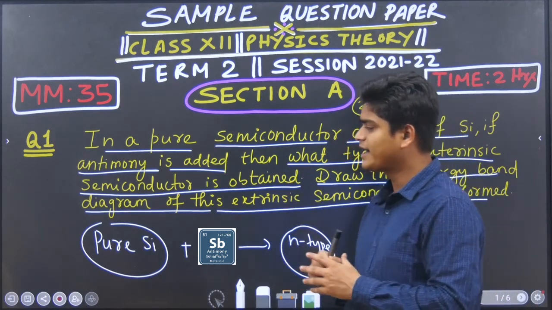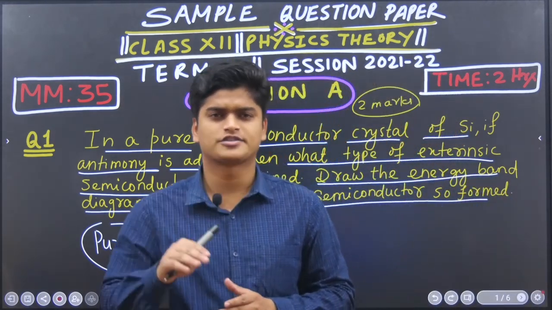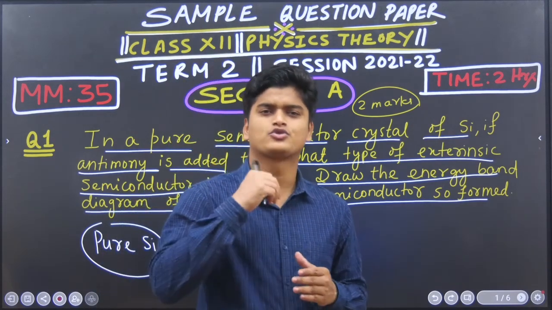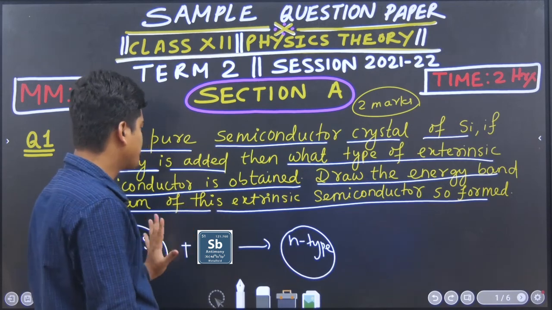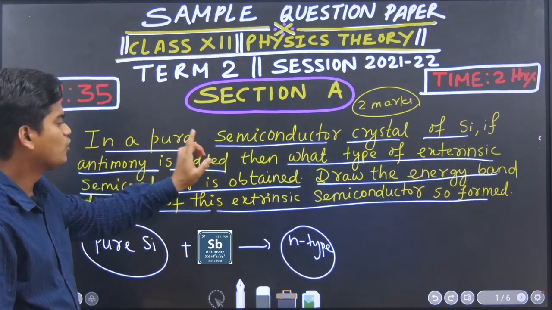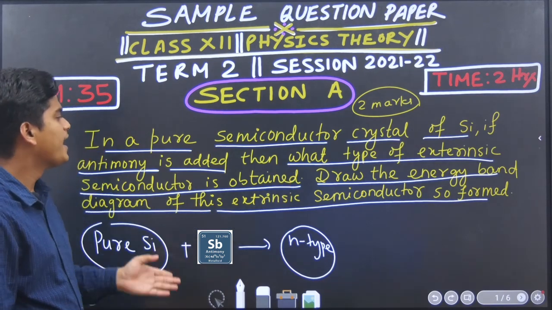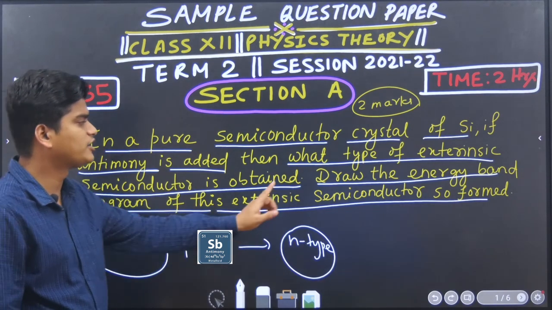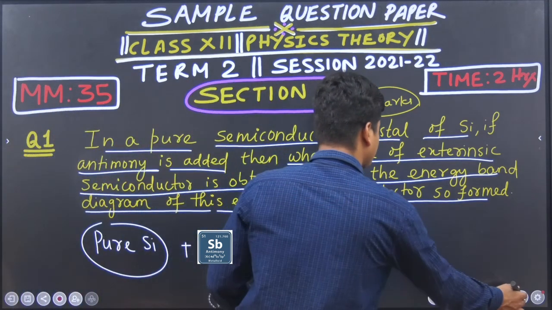And what does the energy level diagram mean? You have to draw the valence band energy and the conduction band energy, and then show that. So in the first part you have to write how it is formed and what type of semiconductor is formed, and the second part is the drawing. Now let's write the solution.